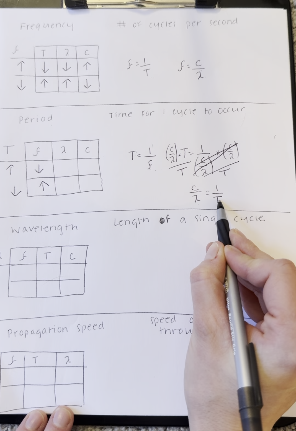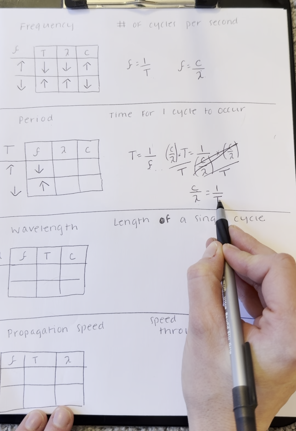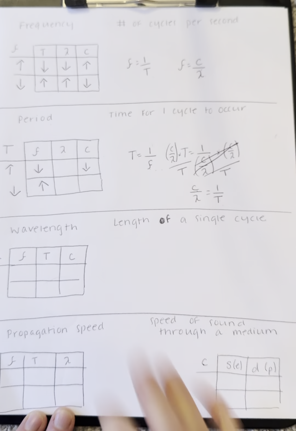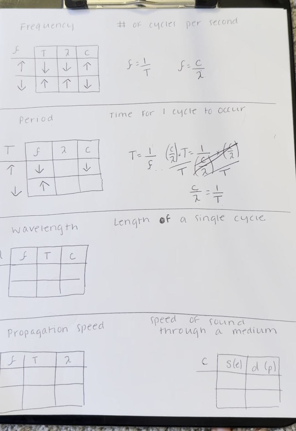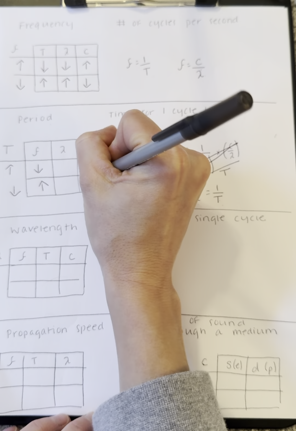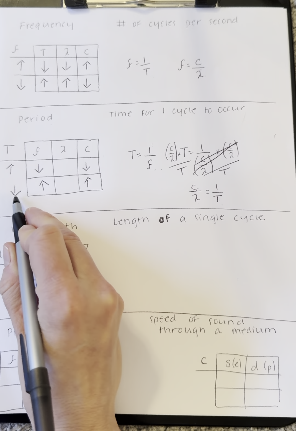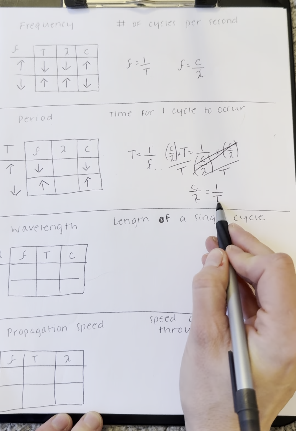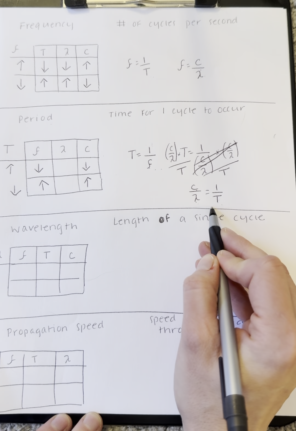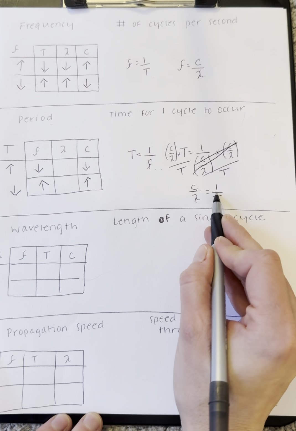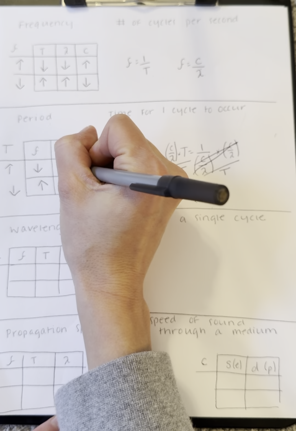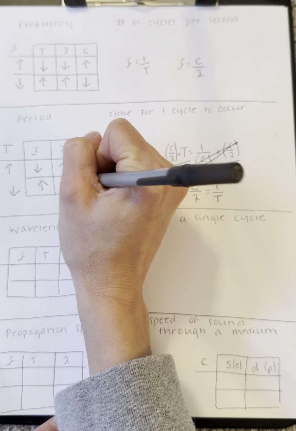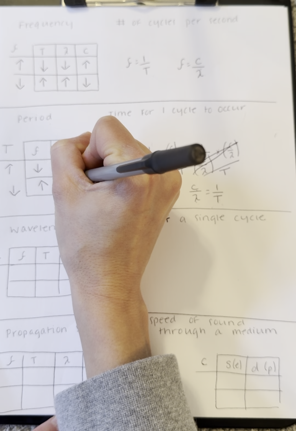So if propagation speed is slower, then it will take longer for one cycle to occur. If propagation speed is faster, period will decrease. It will be shorter for one cycle to occur. Wavelength and period are directly related. If period increases, then wavelength increases. If period decreases, then wavelength decreases.